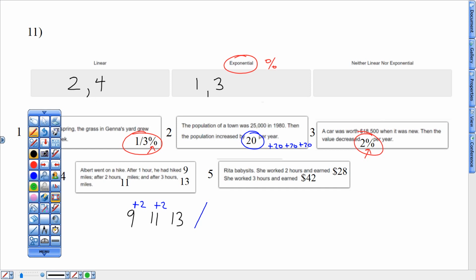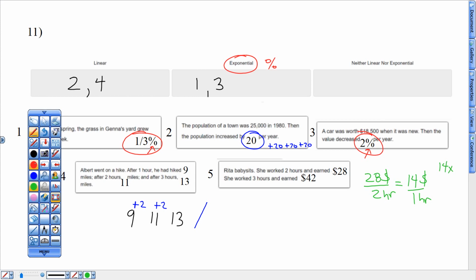All right, the hardest one on this is where you got to do a little math. So I take that 2 and that 28 and I divide them. 28 divided by 2 is $28 for every 2 hours. That gives me $14 per hour. That's the rate. That would be like 14x for this equation.